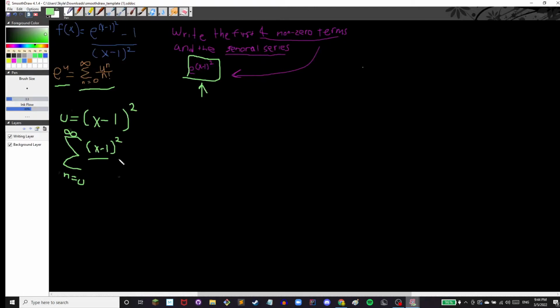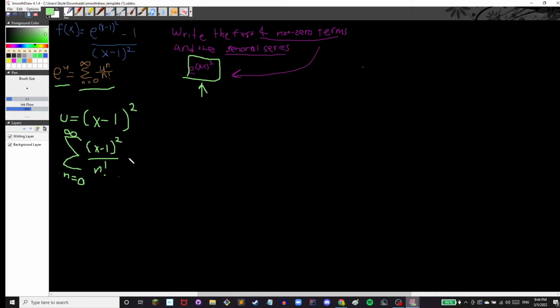Okay, so now that we have the series, how do we write the first four terms? Well, a series is essentially an infinite amount of terms adding to each other, right? So to get the first four non-zero terms, we just have to keep adding until we get four terms. So we can just keep incrementing n until we get that result.